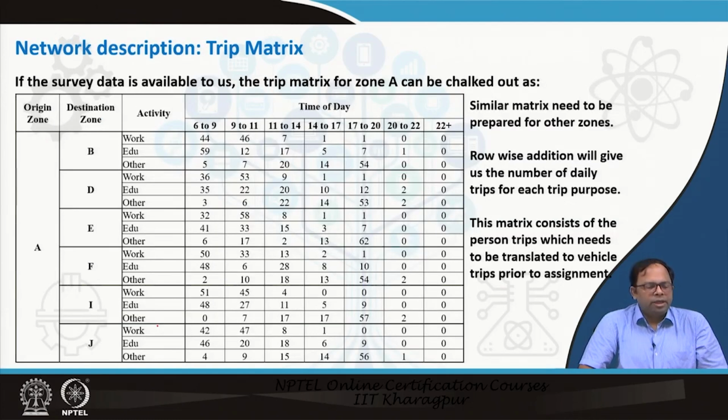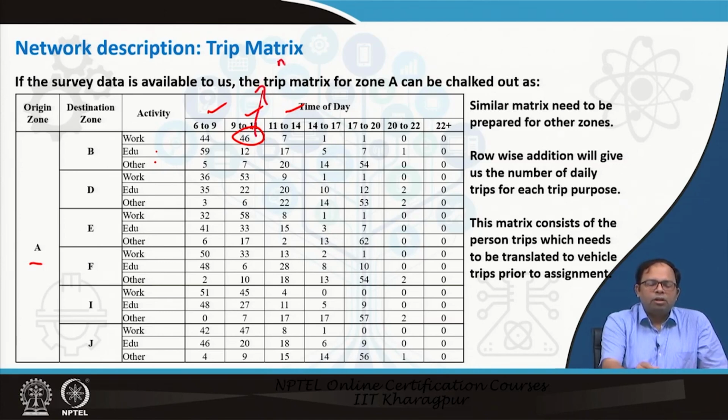So, this is how we can look into the data. We can organize the data. We have origin zone A. These are the destination zones B, D, E, F, I, J. And we need to first segregate as per work, edu, and others. So, these are the different trip purposes, and once we have the trip purposes, then we have to load it as per the different times of the day, that is 6 to 9, 9 to 11, 11 to 14, and so on. We will load that trip purpose onto this, and as per the time segment we will load that into the matrix, and once we do that, the next step is to determine how many of these people will use which mode.